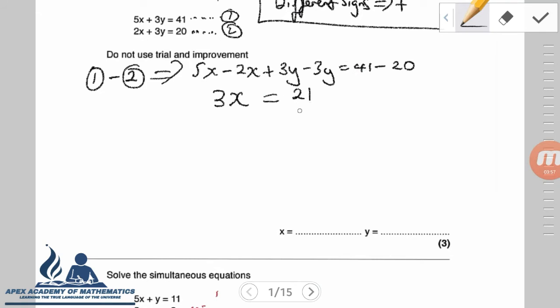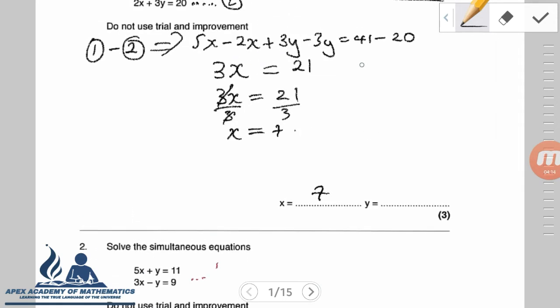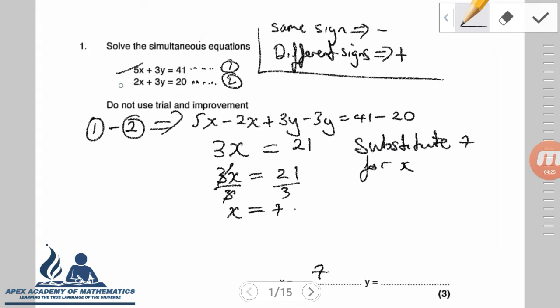If I divide both sides by 3, then clearly I'll get a nice result for x, which is equal to 7. So my x here is equal to 7. Naturally now I'm going to substitute the number 7 that I found for x, and I can choose either equation 1 or equation 2. I feel like I want to use equation 2, the numbers are a little bit smaller and easier to manipulate.